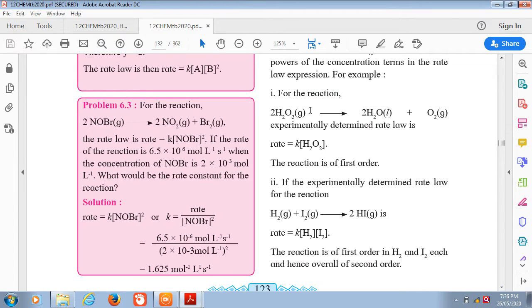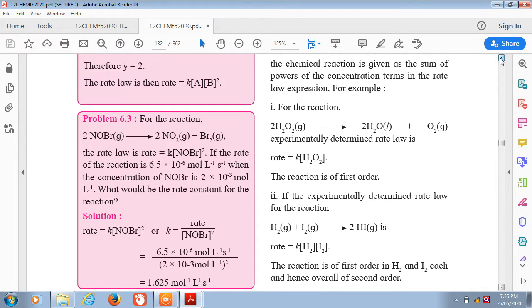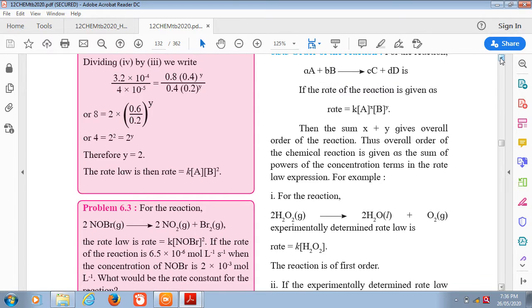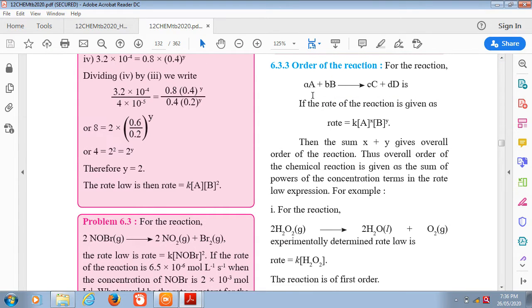And what is molecularity of the reaction? The number of molecules involved in the equation is called molecularity. So the molecularity of the first reaction, a moles of A plus b moles of B gives c moles of C plus d moles of D, is a plus b. That is molecularity, but x plus y is the order of the reaction. For 2H2O2 gives 2H2O plus O2, the molecularity is 2, but the order of the reaction is 1. I think all of you understood this concept.